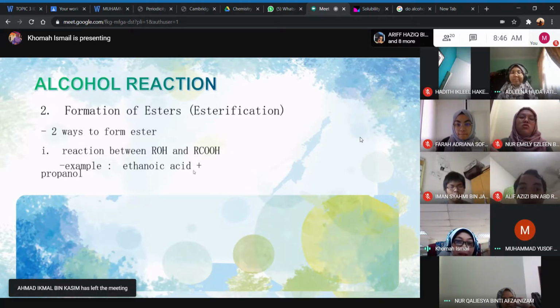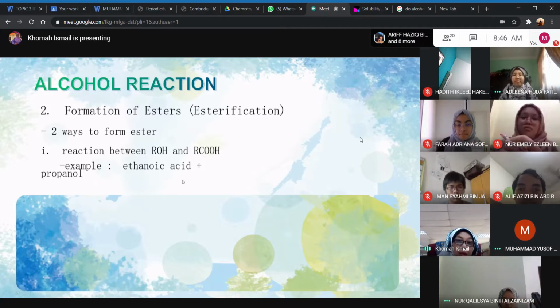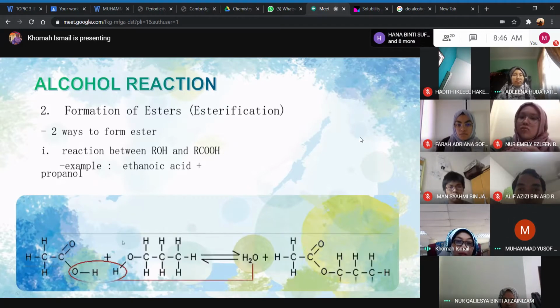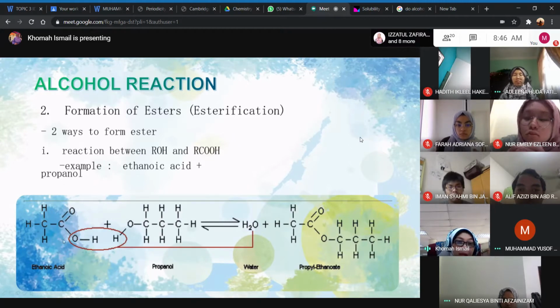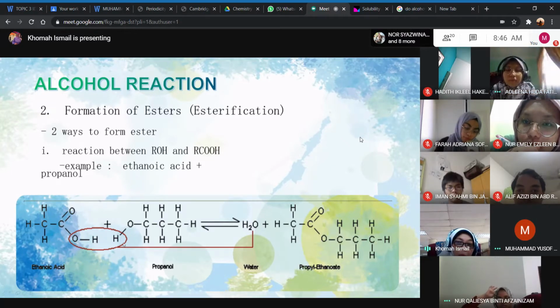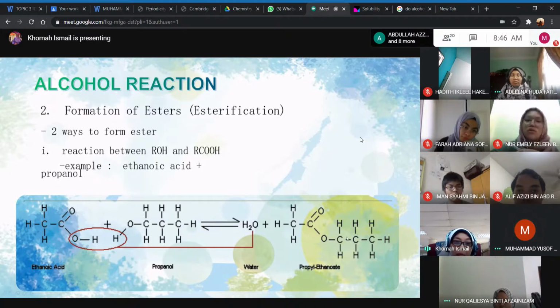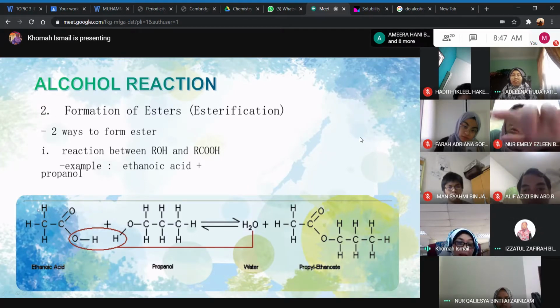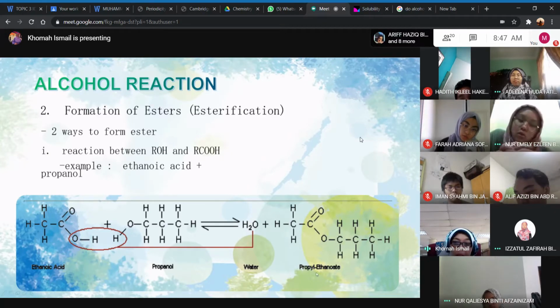Okay, so between alcohol and acid it's still the same. Example of ethanoic acid and propanol. From the equation, we have ethanoic acid here. For ethanoic acid, the fission will be at C-O, and for propanol the fission will be at O-H. This will become water, and the rest of it will be joined. Because the name of the alcohol is propanol, it becomes propyl. The name of the acid is ethanoic. So propyl ethanoate.